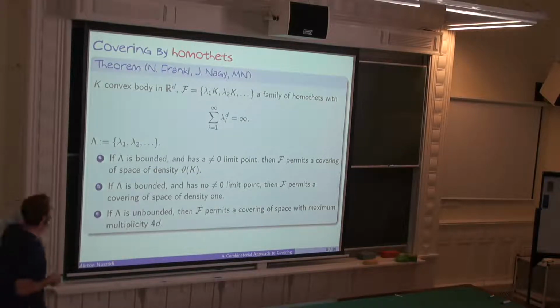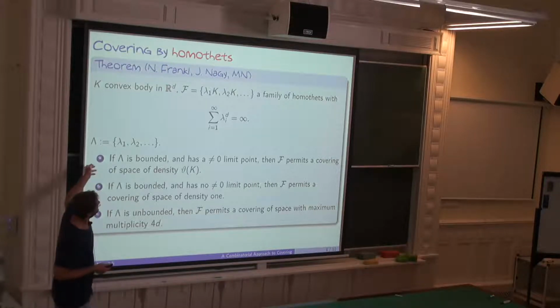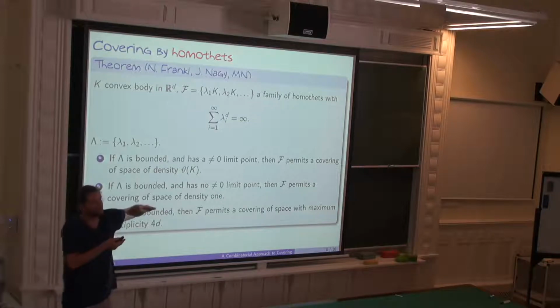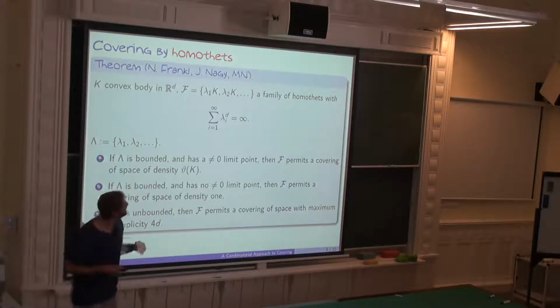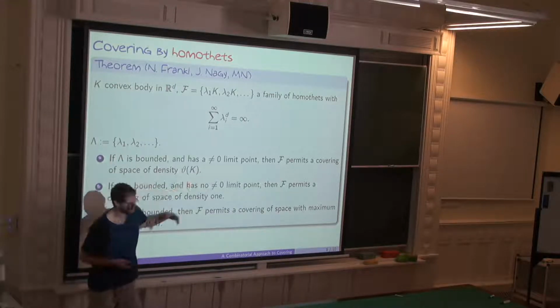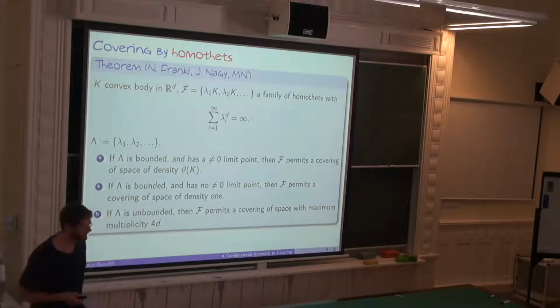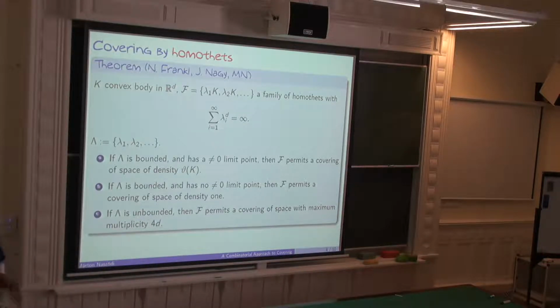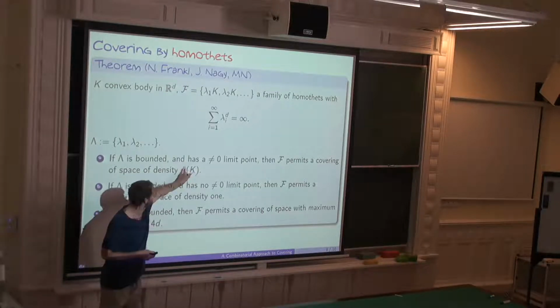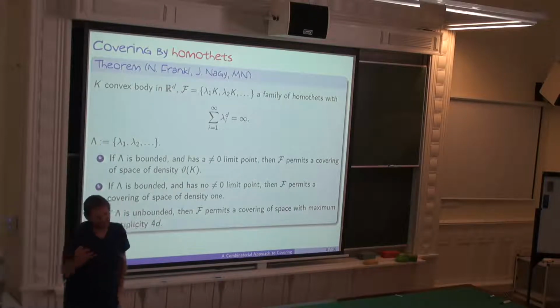And an obvious thing is if these lambdas are essentially equal, if they have a limit point which is not 0, then of course it's essentially a translative covering problem, and then you can give a covering of the whole space with the same density that you could achieve with using just translates of K. So this theta of K is the translative covering density. So this is obvious.